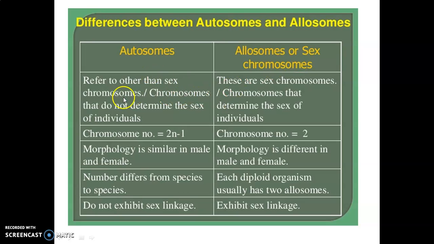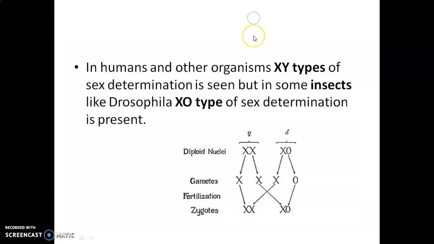Chromosomes that do not determine the sex of individuals are autosomes. Chromosome number is 2n-2. Their morphology is similar in male and female. The number differs from species to species. They do not exhibit sex linkage. Whereas allosomes are chromosomes that determine the sex of individuals, chromosome number 2, and morphology is different in male and female. Each diploid organism usually has 2 allosomes. They exhibit sex linkage.